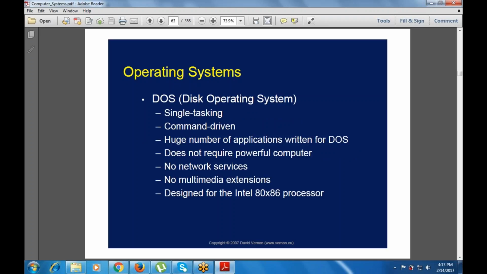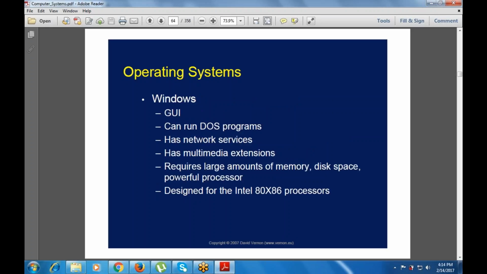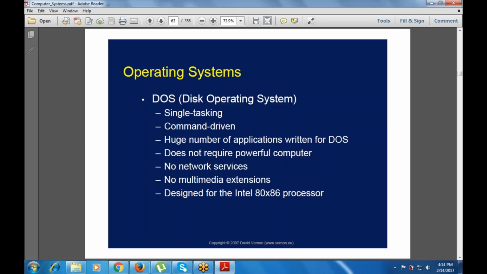Then DOS, that's a disk operating system, one of the examples of the operating system. This is a single tasking, command driven operating system, with a huge number of applications written for DOS, and it does not require a powerful computer. No network services are available for the operating system. No multimedia extensions are available either. It is designed for the Intel 8086 processor. This is DOS, one example of an operating system.